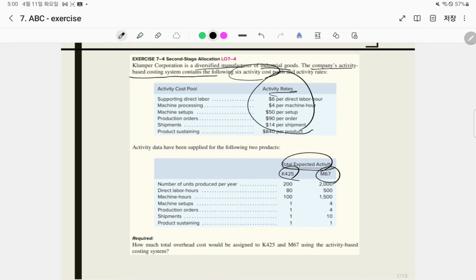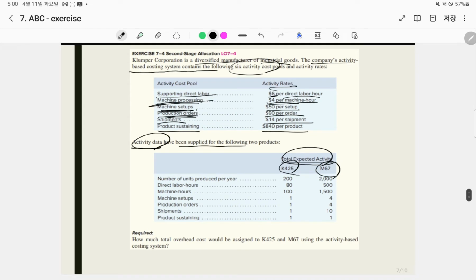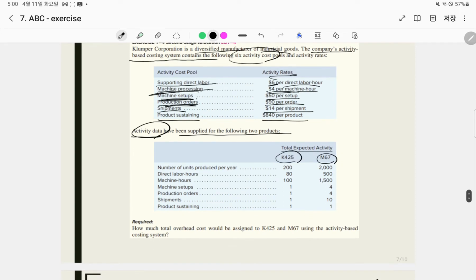Okay, so the activity rate for supporting direct labor is $6 per direct labor hour. For machine processing, the activity rate is $4 per machine hour. Machine setup cost is $50 per setup. Production orders cost $90 per order. Shipment costs $14 per shipment, and product sustaining $840 per product. Okay, and activity data have been supplied for the following 2 products, K425 and M67.